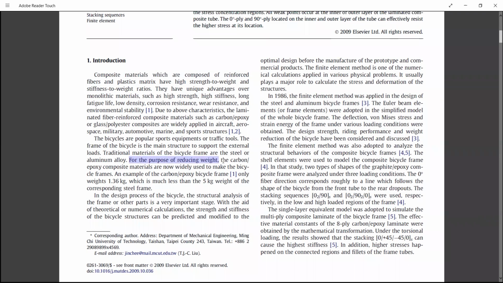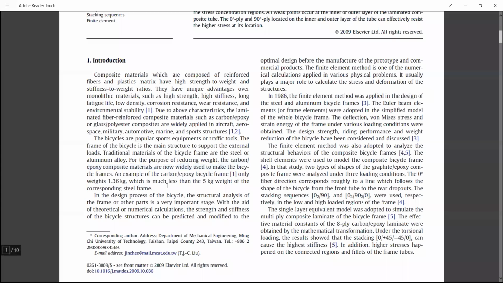Okay, so for the purpose of reducing weight, the weight and strength. Yeah, the strength has to be improved, and so high strength to weight ratio. Okay, so the carbon epoxy materials are now widely used to make the bicycle frames. An example of the carbon epoxy bicycle frame only weighs 1.36 kg, which is much less than the 5 kg weight of the corresponding steel frame. Okay, this is about the frame.